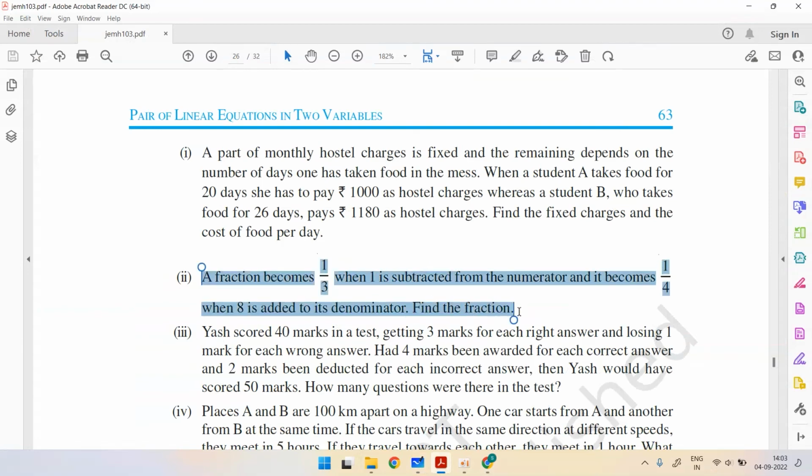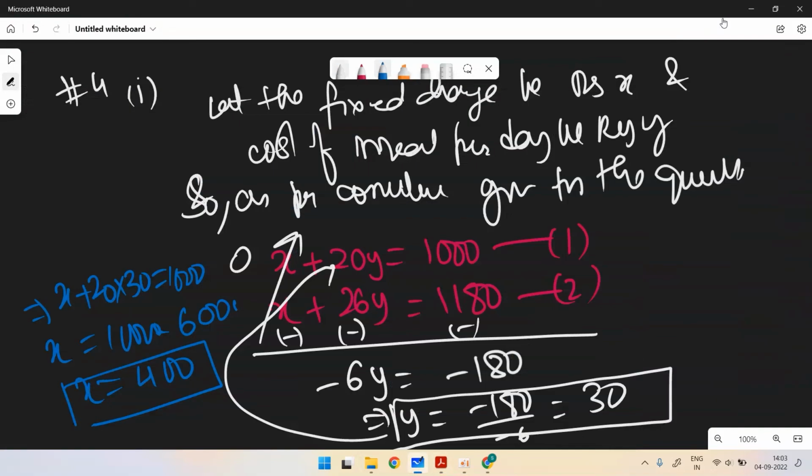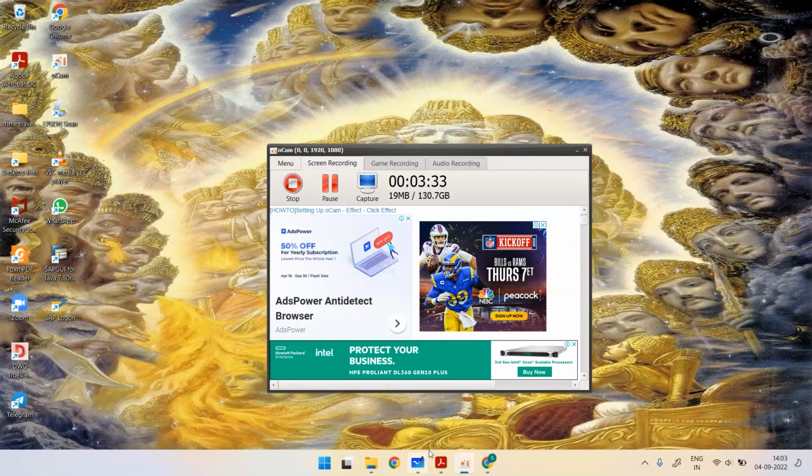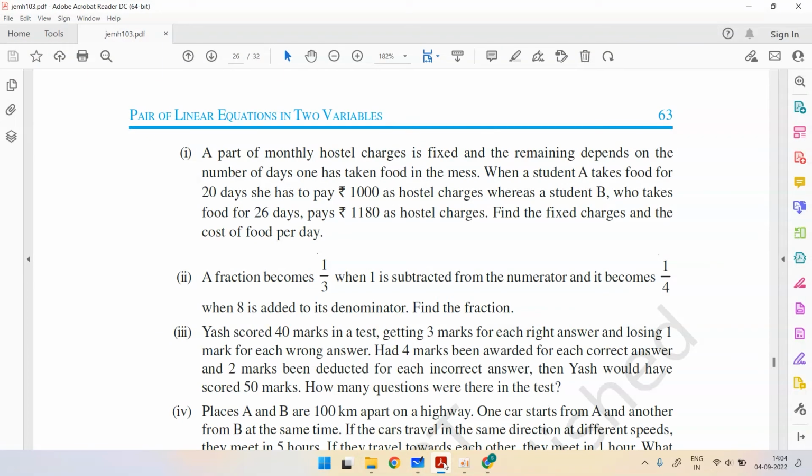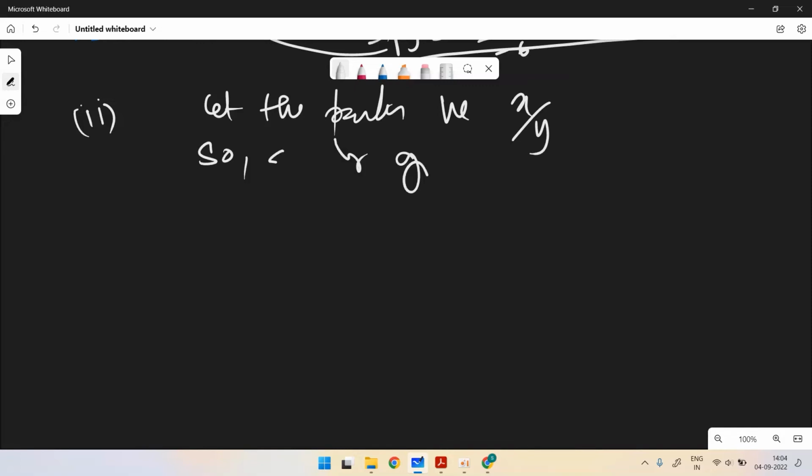Next: a fraction becomes 1 by 3 when 1 is subtracted from the numerator, and it becomes 1 by 4 when 8 is added to the denominator. Find the fraction. This is the second part. I'm doing the second part. The fraction becomes 1 by 3 when 1 is subtracted. So let the fraction be x by y.